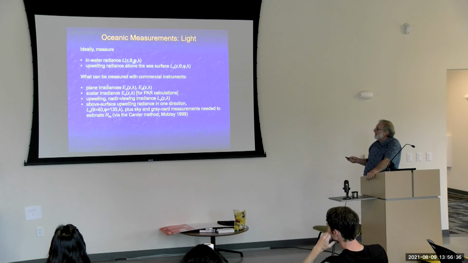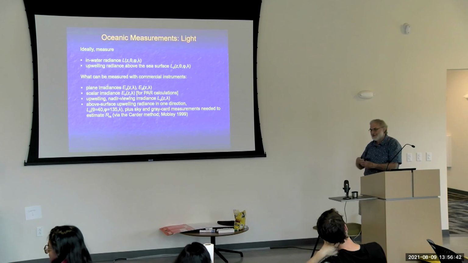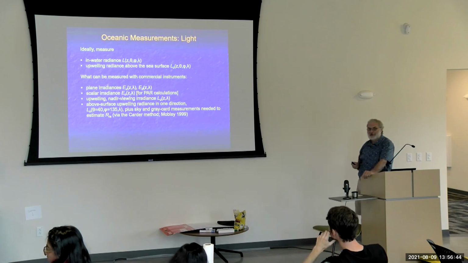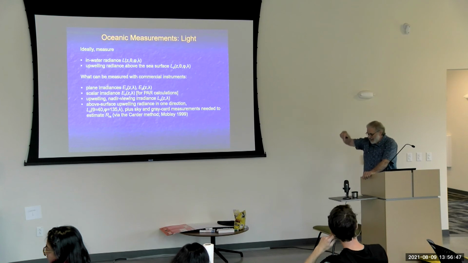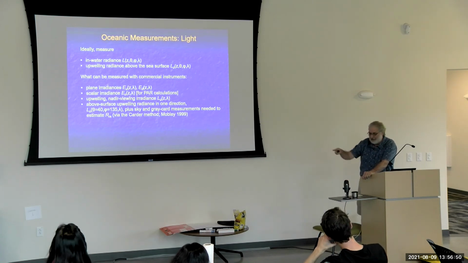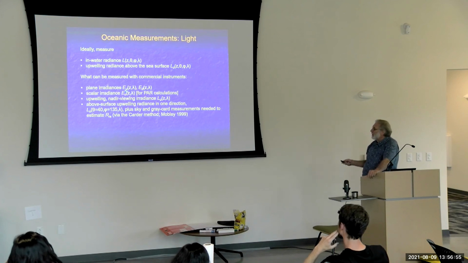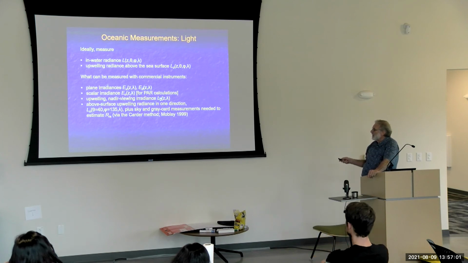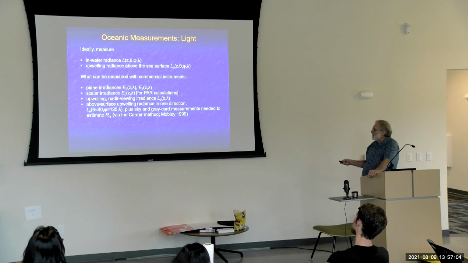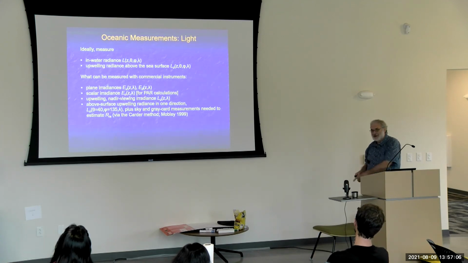So you would like to have the full radiance distribution in the water if you compare it with Hydrolite. The best you'll ever do probably is LU, or maybe you get LU looking in this direction and maybe looking in that direction, in that direction, in that direction, but that's about it. So there are commercial instruments, of course, for measuring irradiances. You can do LUs, you can get maybe the above surface radiance in one direction. That's when you're doing the Carter method. And so you have something you can compare with a Hydrolite or ModTran output.